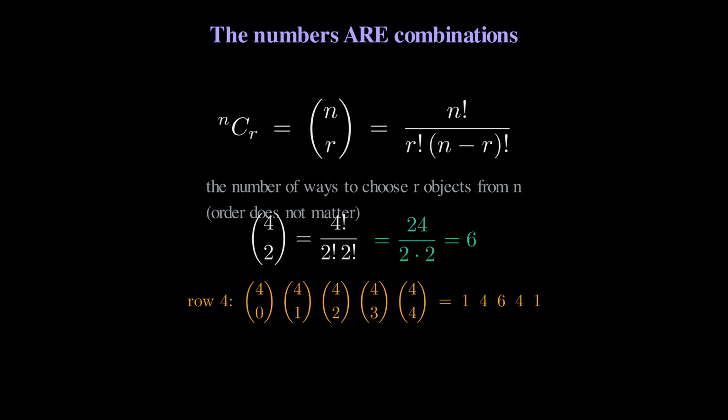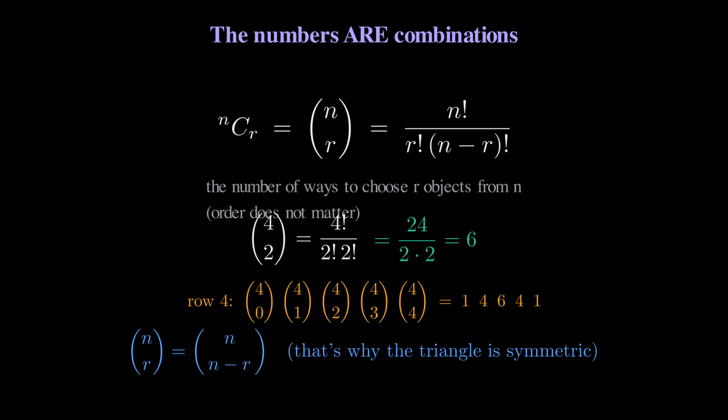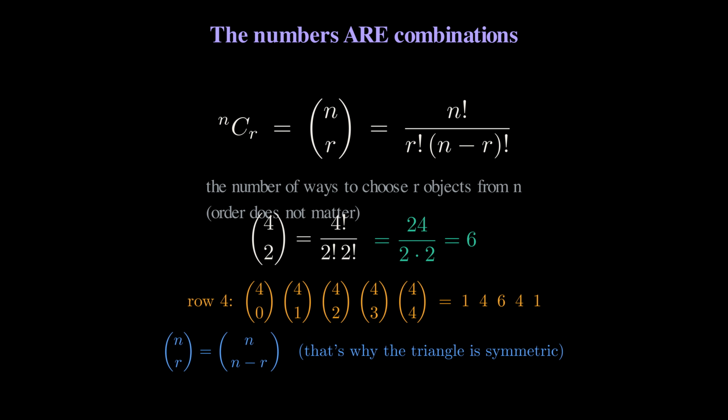Pascal's triangle is just a table of combinations. One neat fact worth pocketing. n choose r equals n choose (n minus r). Choosing which r to include is the same as choosing which ones to leave out. That symmetry is exactly why every row of the triangle reads the same forwards and backwards.